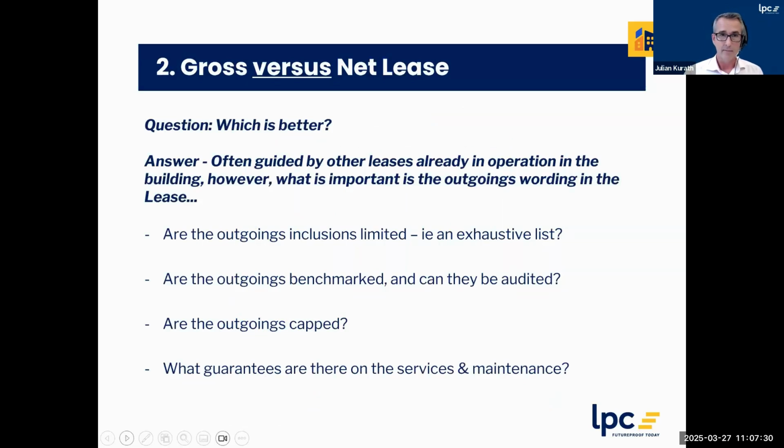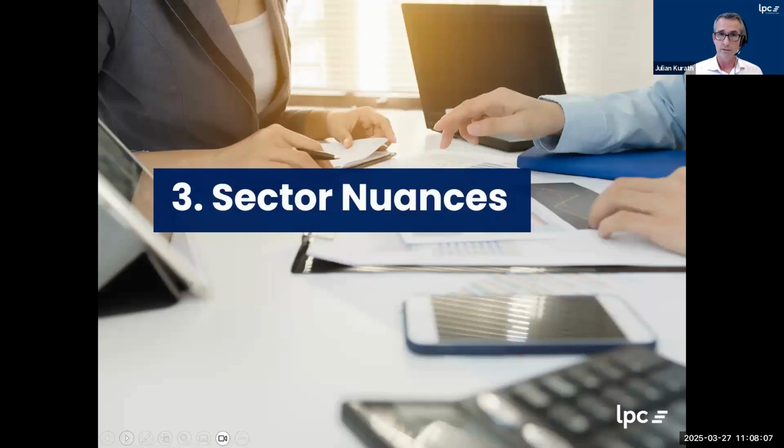So which one is better? Often the type of lease is guided by other leases already in operation in the building. However, what is important is the outgoings wording in the lease that you negotiate. The key things are: are the outgoings inclusions limited, i.e. is there an exhaustive list? Are the outgoings benchmarked, or can they be audited? Are the outgoings capped? And again, we'll touch on these a little bit later in more detail. What guarantees are there on the services and maintenance? In the next few slides, we're going to cover off the nuances in relation to the sector-specific outgoings.